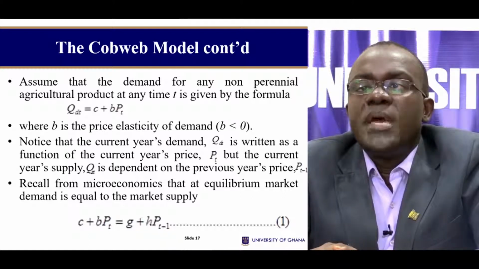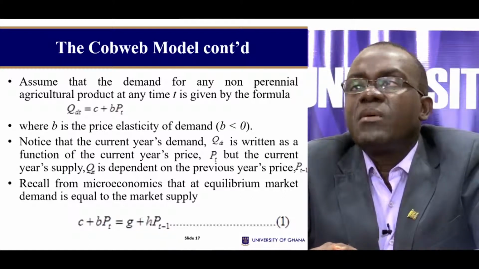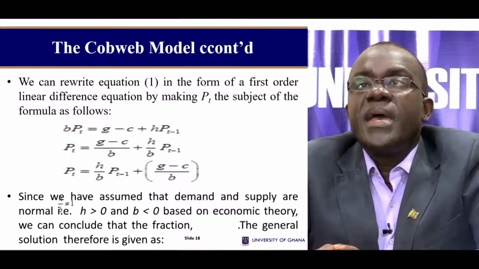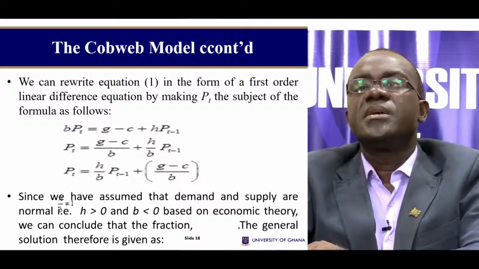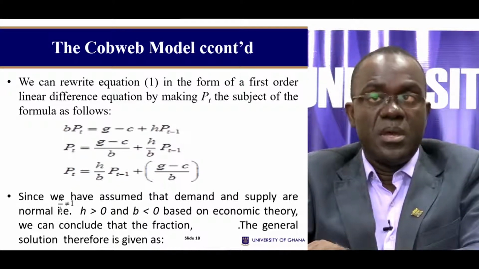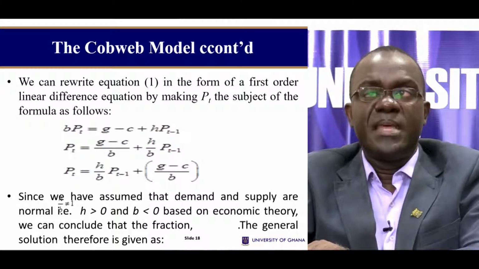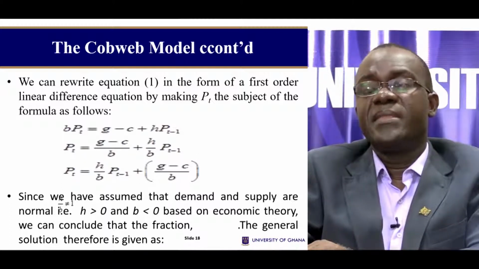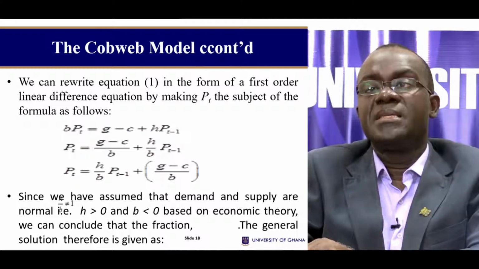But at equilibrium, you expect the quantity demanded to be the same as the quantity supplied, so you can equate them here. When we equate them and assume that we have the same price, we can solve for this price in terms of the previous year's price. We get something like this, and this becomes a difference equation, right? So the price today is being determined by the previous year's price and this additive. Now, if we assume that demand and supply are normal, then H should be greater than 0, that's the gradient of the supply curve, but then the gradient of the demand curve should be what? Less than 0.